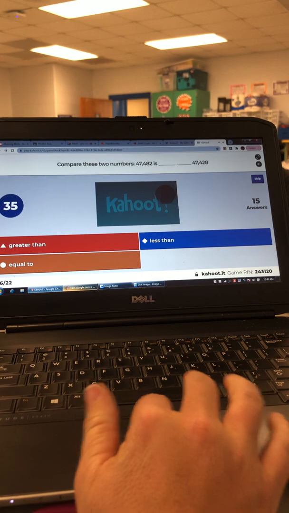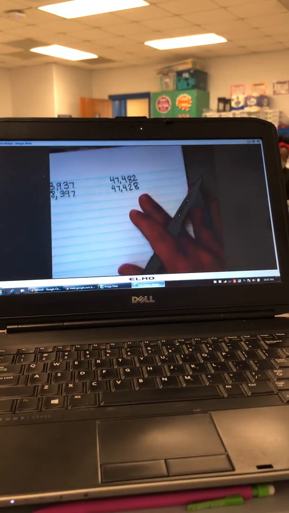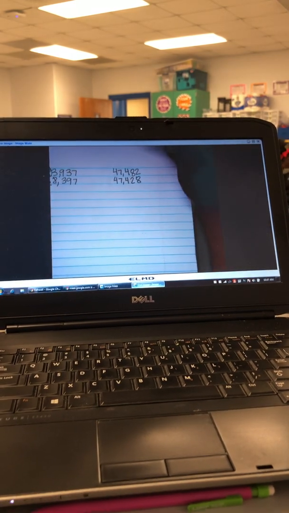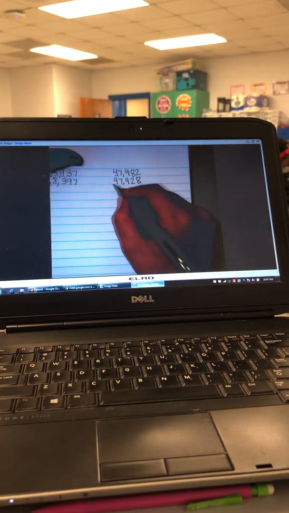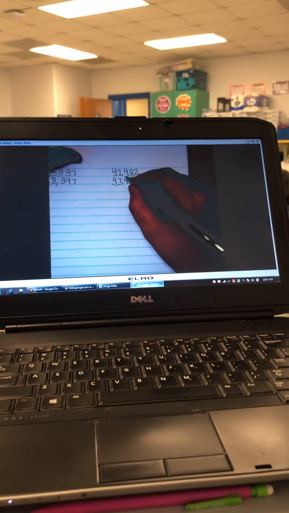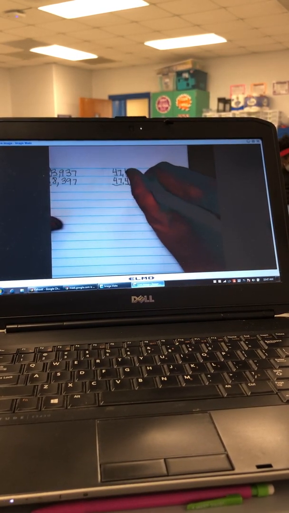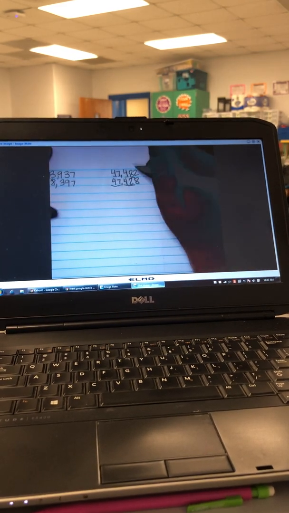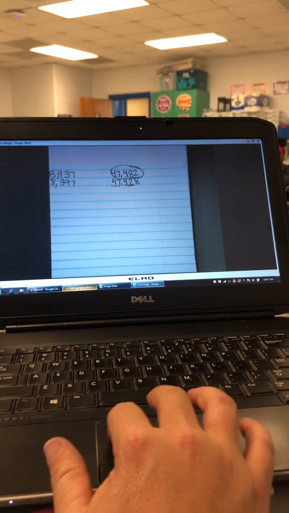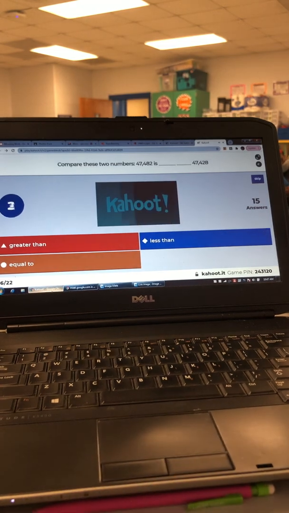Alright, I'm going to go ahead and go to the live image while the last 30 seconds goes. Alright, we have 47,482 and 47,428. You start on the left side, go 4 and 4. It's the same. Move over, we go 7 and 7. It's the same. Move over, we got 4 and 4 again. It's the same. Move over, we got 8 and 2. So which one is greater? This one is greater, so 47,482 is greater than 47,428.